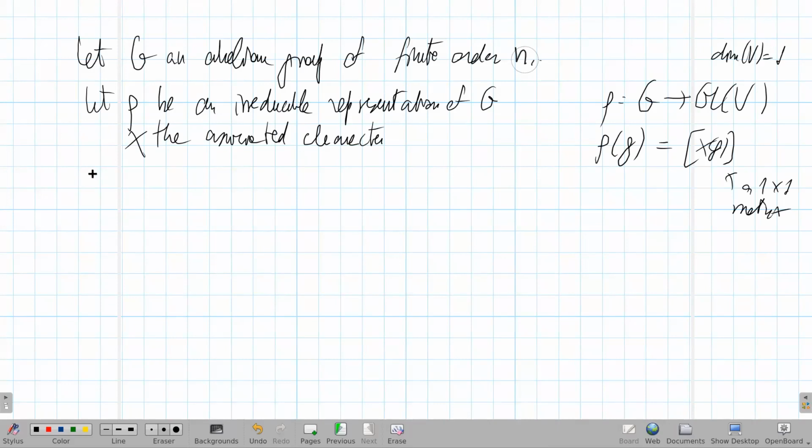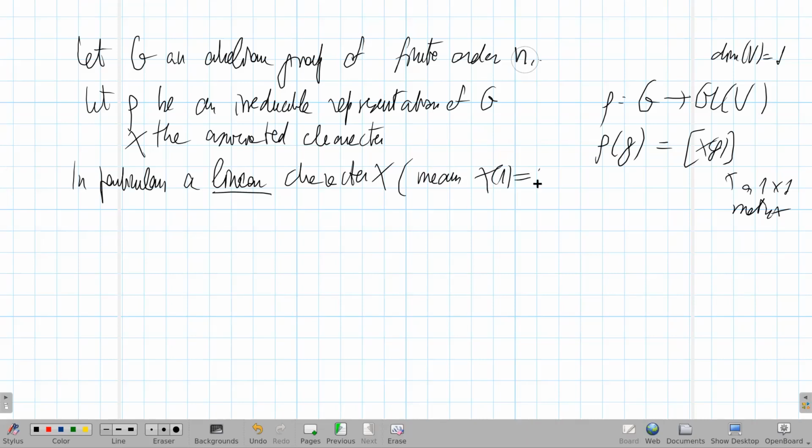In particular, it follows that the linear character, so remember, linear character chi means chi of 1 is 1. I'll repeat this until you get familiar: chi of 1 is the dimension of the underlying vector space. The linear character is a homomorphism, a morphism from G to C star, okay? Because rho is a morphism from G to GL(V). GL(V) is not exactly C star, but it's given by non-zero elements.